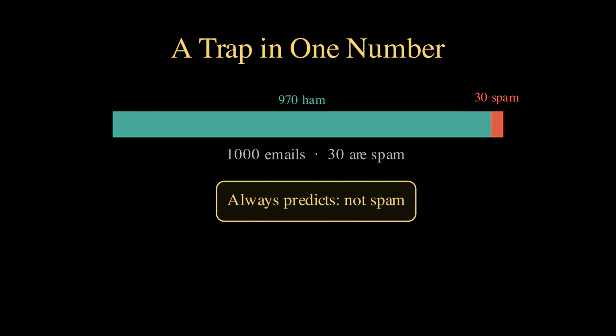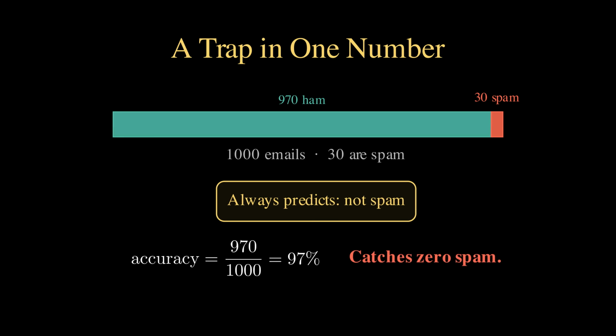And yet, by the most popular metric in machine learning, it just nailed it. 970 correct out of 1,000, 97%. It also caught exactly 0 spam. So one number gave us a glowing review of something completely useless. That should bother you. The fix is to stop hiding behind a single number and write down what actually happened.